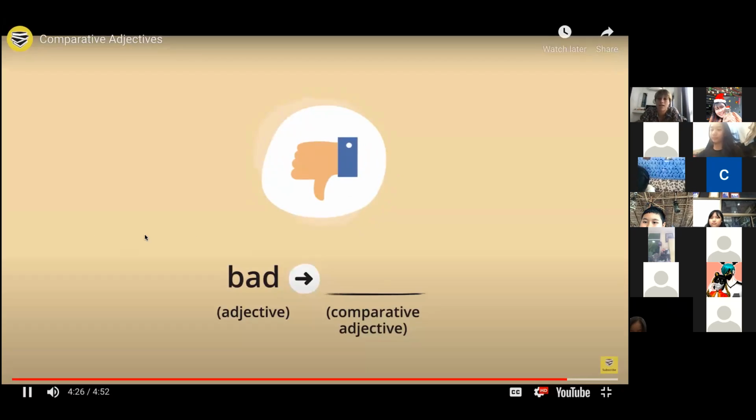Okay. Another one of our irregular ones. Bad. We're not going to put more before, and we're not going to add ER. What do we change bad to? Yes. Say that again. Worse. Very good, Tan Pom. Worse.